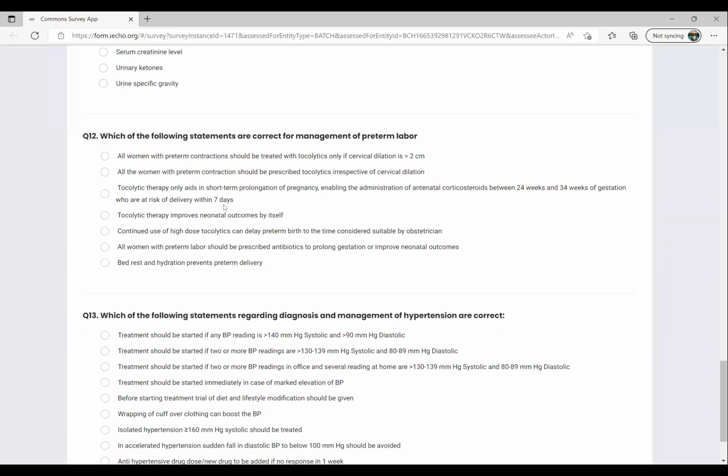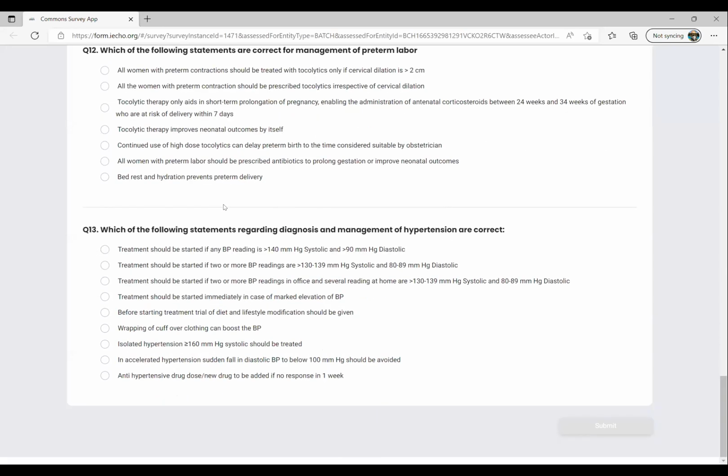Tocolytics have a role for a short duration only, and you don't need to continue them. And even bed rest and hydration do not prevent preterm labor. It doesn't happen like that. You have to look at the risk factors for preterm delivery and manage them, but once it sets in, this will not help.